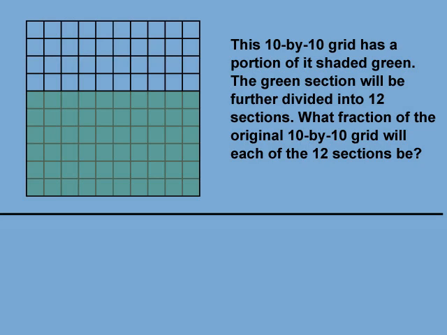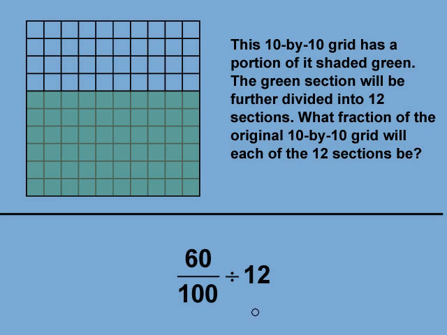The 10 by 10 grid has 100 small squares. The shaded region consists of 60 small squares. So the fraction of the whole is 60 over 100, which will be further divided into 12 sections. This division statement tells us what fraction of the whole each subdivision is equal to.